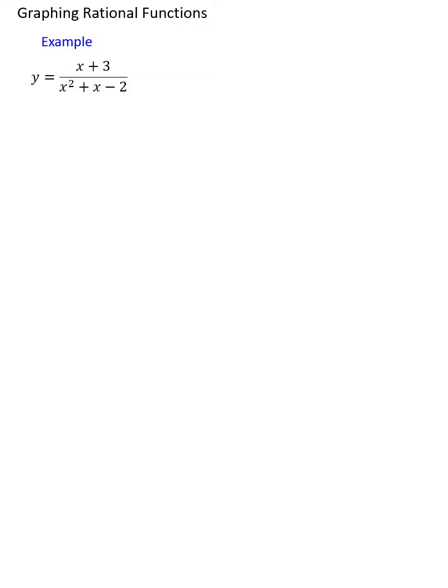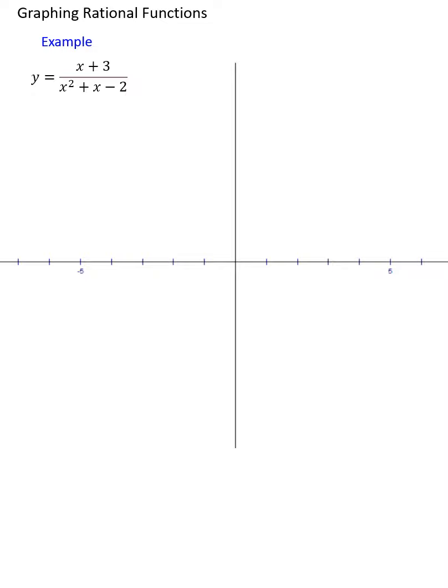Let's take a look at this example. We're going to go through the 4 key features of a rational function. See what we can discover. First, I'm going to set up my graph. Notice that the x-axis is scaled. Traditionally, the y-axis is not. We're going to start with vertical asymptotes.